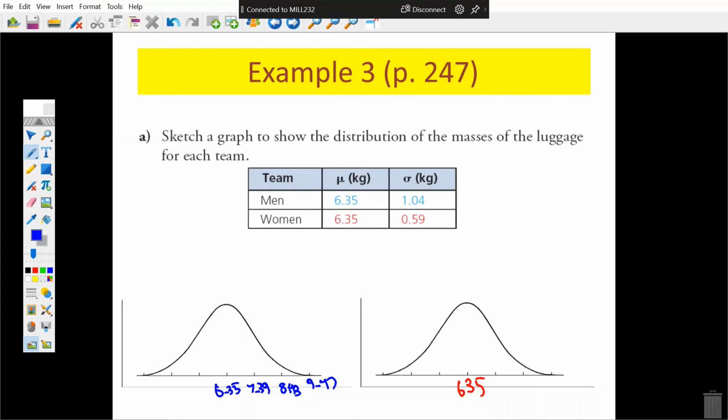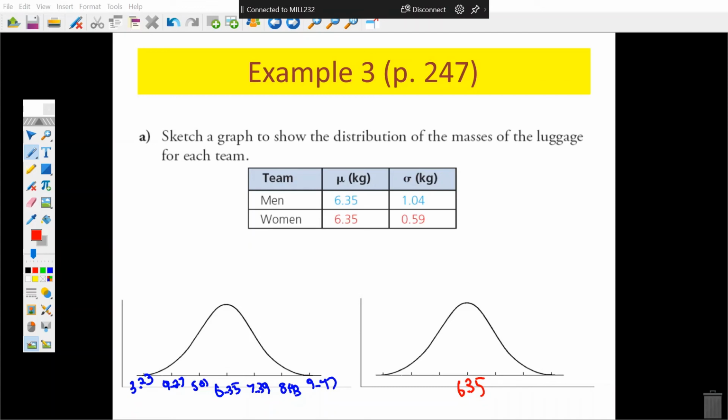Then I do the same thing on the opposite side, right? Except I'm minusing the standard deviation. This will be 5.31, minus 1.04, 4.27. I apologize, it's a little messy. 3.23.